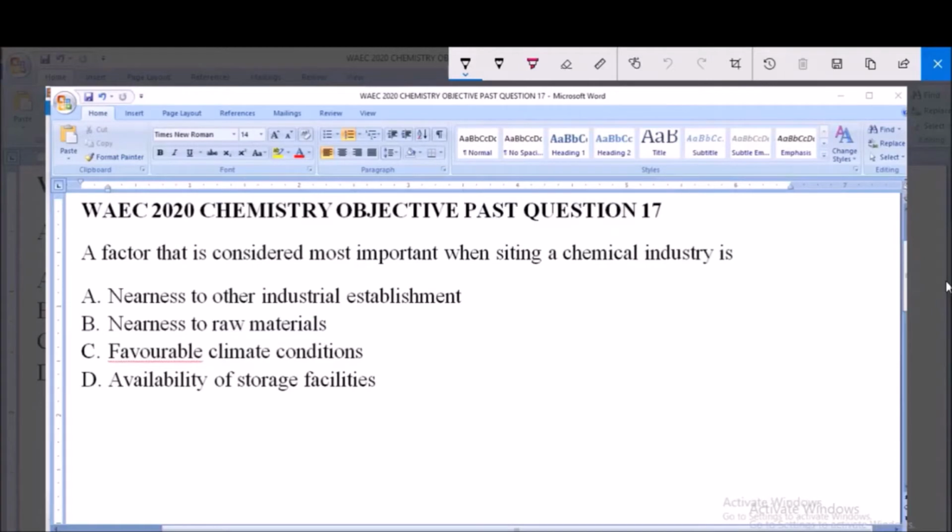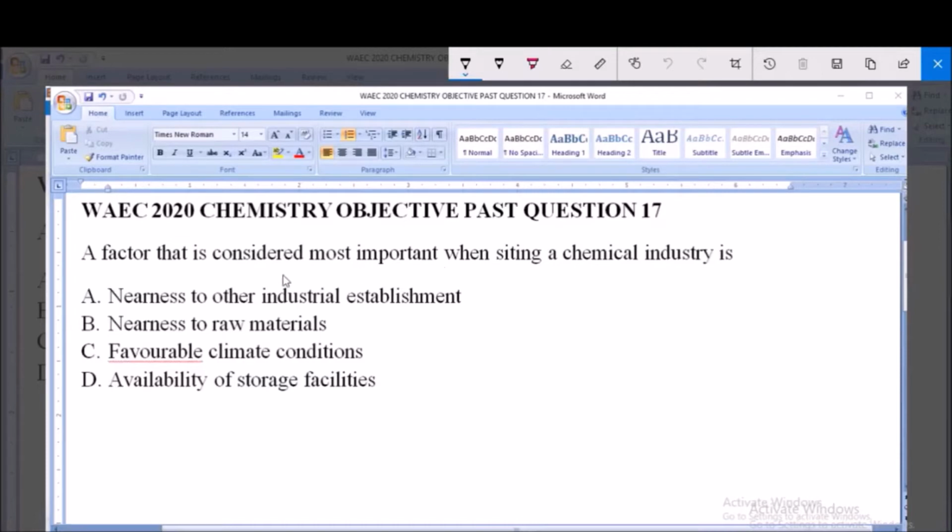I'm going to be answering WAEC 2020 Chemistry Objective Past Question 17. A factor that is considered most important when siting a chemical industry is: A. Nearness to other industrial establishments, B. Nearness to raw materials, C. Favorable climate conditions, D. Availability of storage facilities.